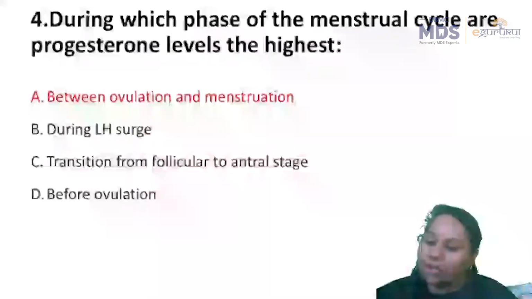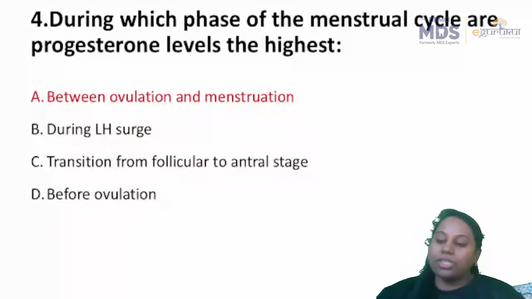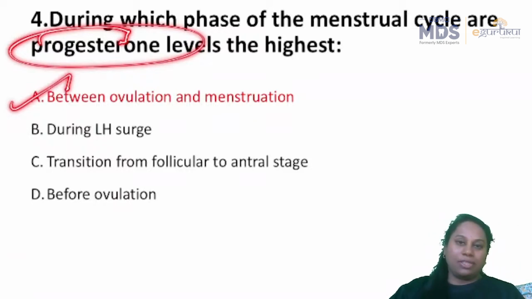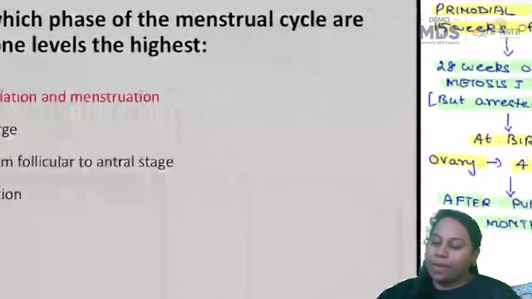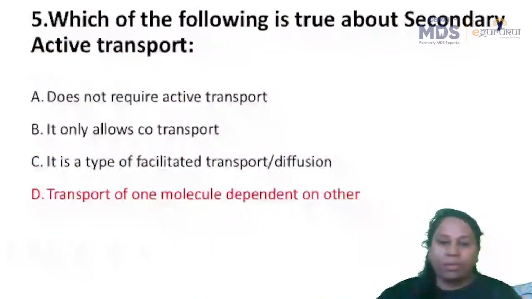So back to the question. During which phase of the menstrual cycle are progesterone levels highest? After ovulation, the corpus luteum begins to produce progesterone. So between ovulation and the next menstrual bleeding, progesterone levels are high. That was about the menstrual cycle.